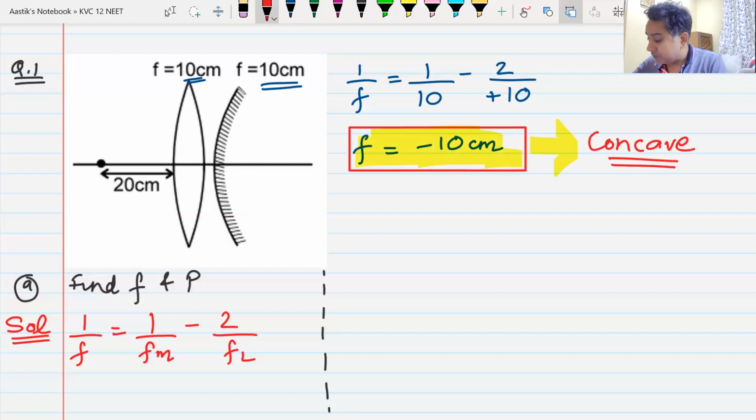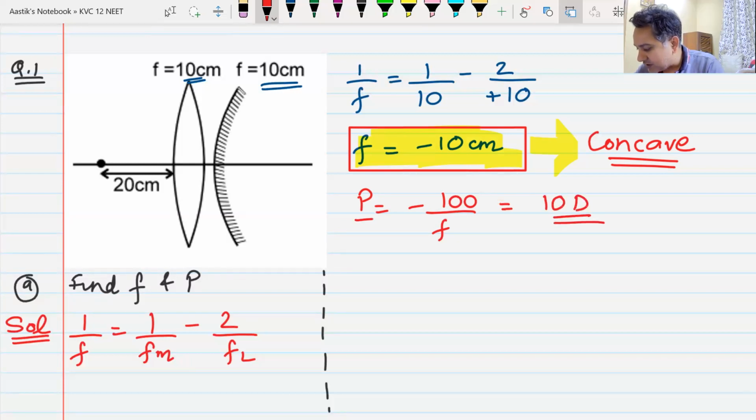Now I can find the power of this combination. This is a mirror, remember. So the power of this combination will be minus 1 by f, but this is in centimeters, so I'll do it by minus 100 by f, and I will get minus 100 divided by minus 10. So the power will come as 10 diopters. Do we understand this?